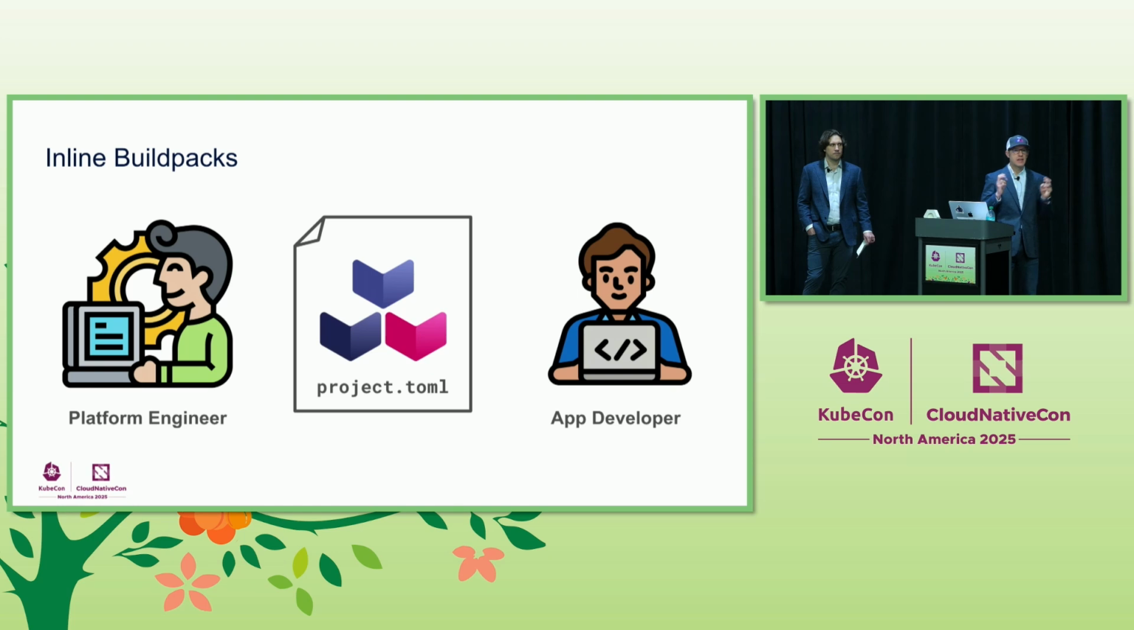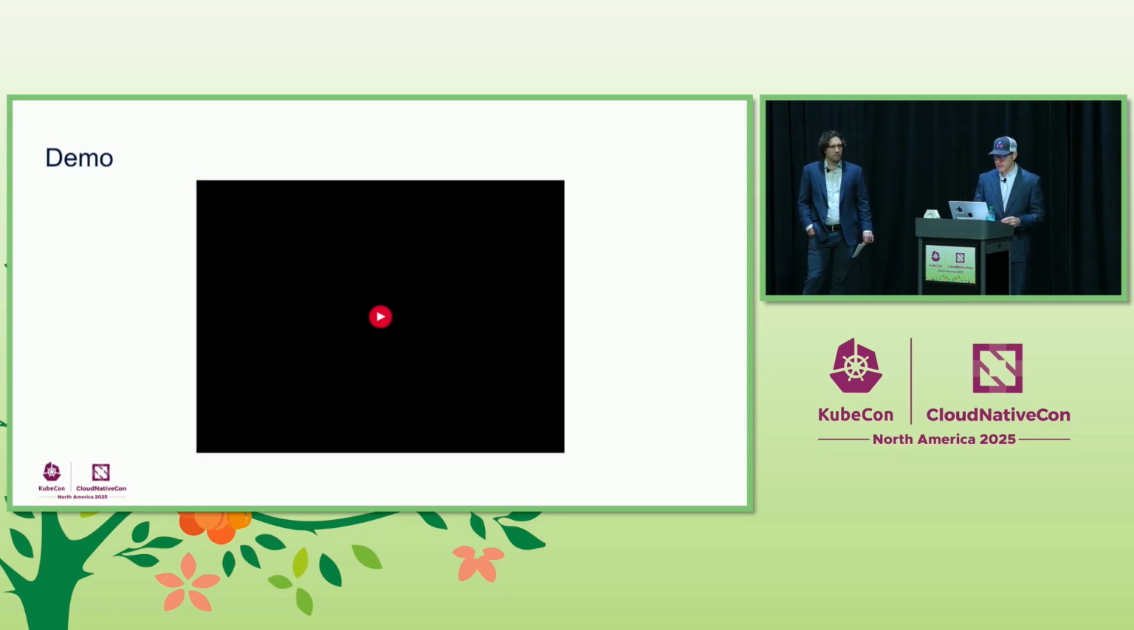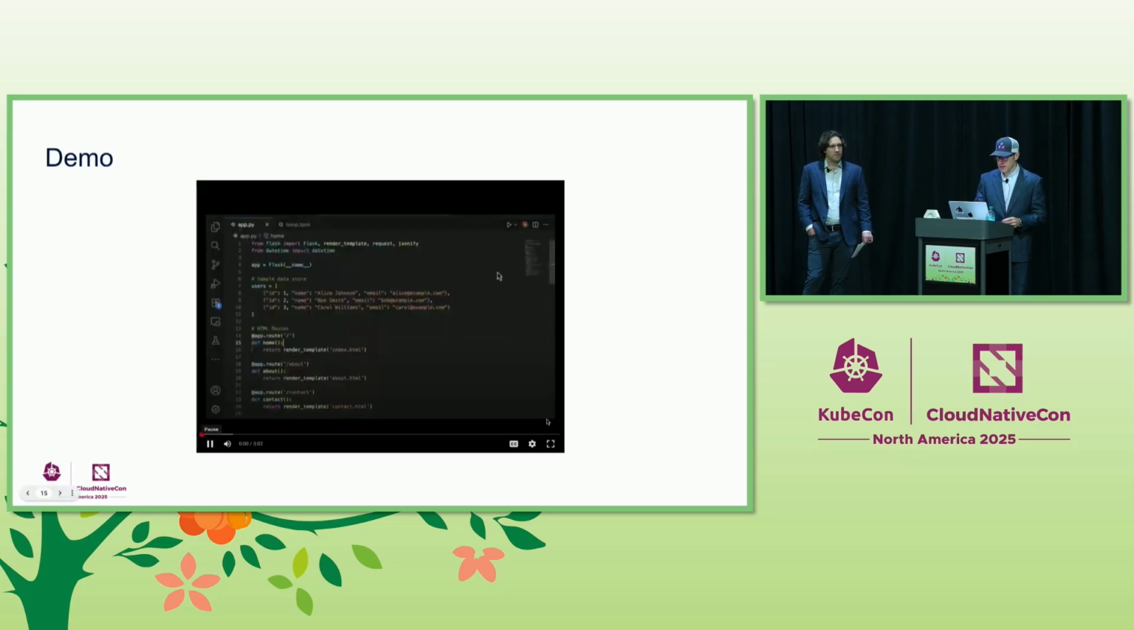This is called inline buildpacks, and it's very similar to how you drop a Dockerfile in your repository. I'm going to do a little demo of dropping in a project.toml, which is a generic project descriptor file that can have configuration and metadata about any kind of project. And one of the things that it can have is inline buildpacks inside of it. So let's go ahead and take a look at that.